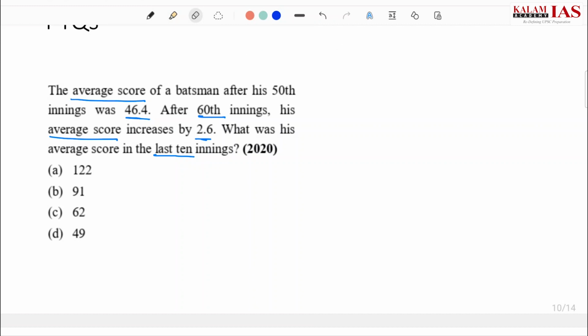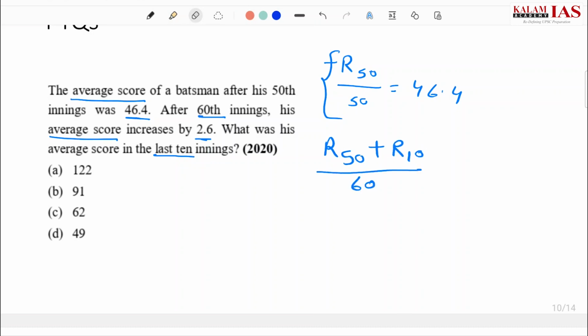Suppose total runs scored by the batsman in his first 50 innings is R50, so R50 divided by 50 is equals to 46.4. This is the entire average value. And now after the 60th innings, that is R50, the runs scored in first 50 innings plus R10, the runs scored in last 10 innings, divided by 60, the average increases by 2.6, that is 46.4 plus 2.6.